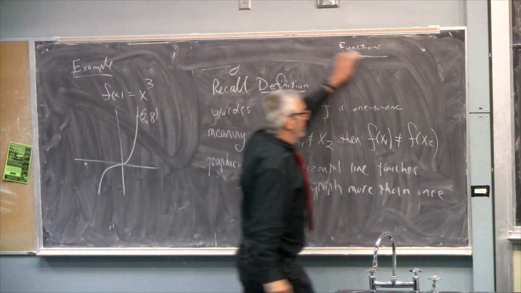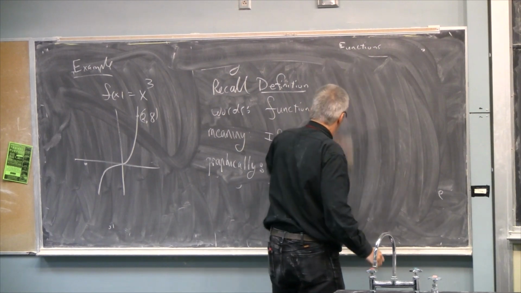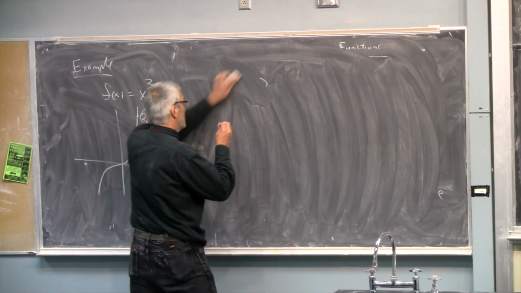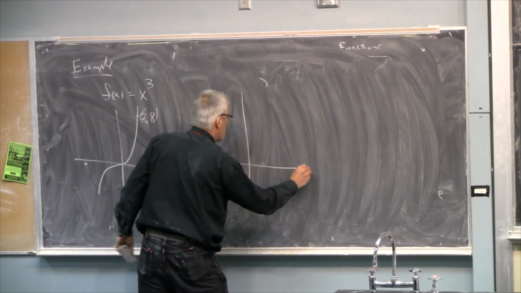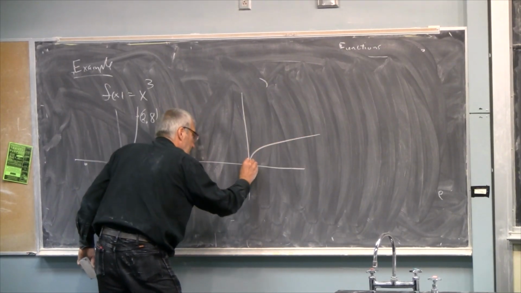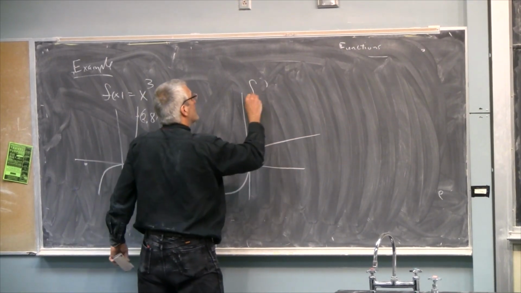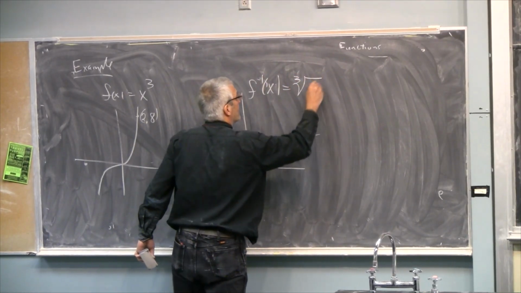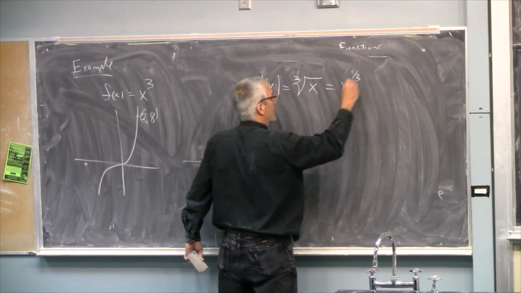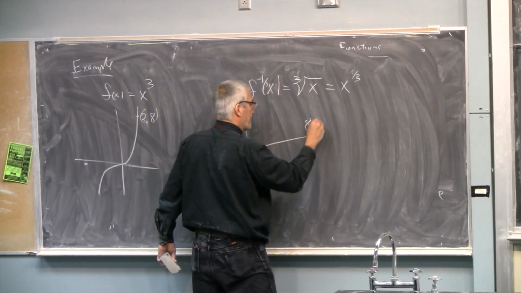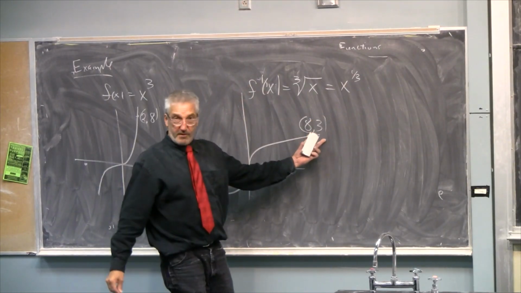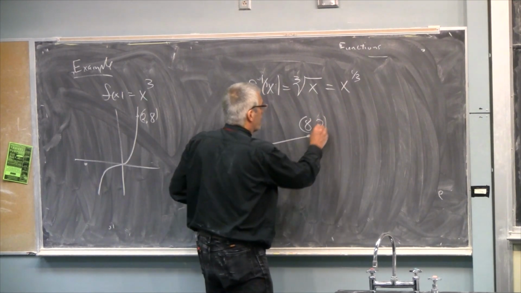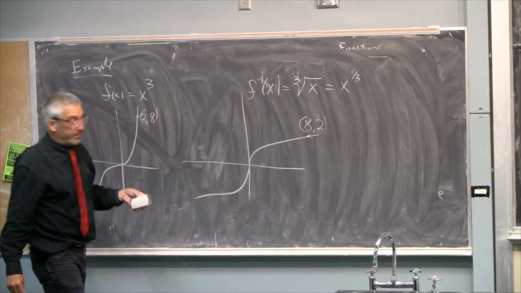Now the inverse function is this function, f inverse of x, that's the cube root graph. That's x to the 1/3 power. And it goes through the point (8, 2). So (8, 2) is on this graph. (2, 8) is on the graph of the original function.